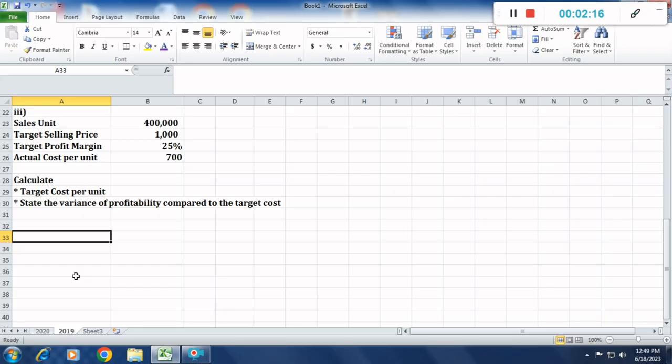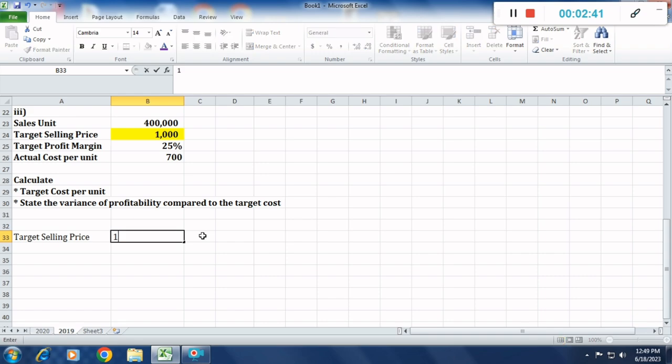First we have to calculate the target cost per unit as per the information. So we know already how to calculate the target cost. Target selling price minus desired profit margin equals target cost. Target selling price per unit is given as 1000 rupees. So 1000 minus target profit. We can calculate the target profit.